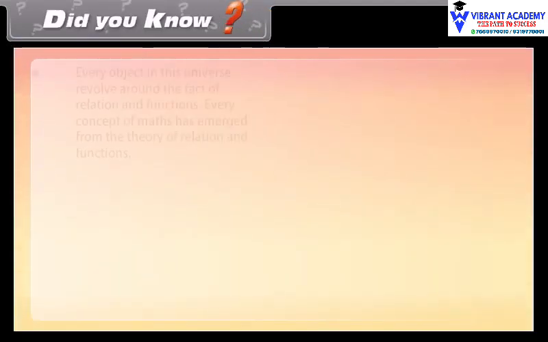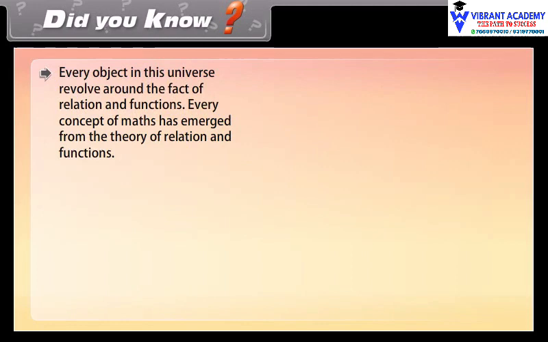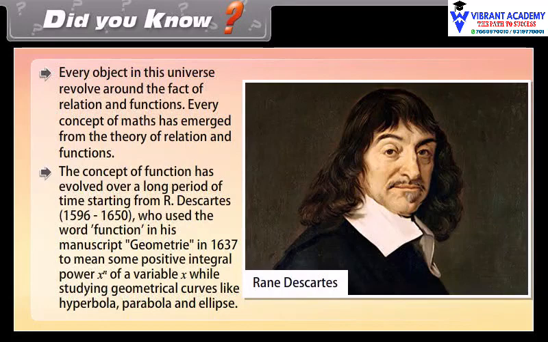Did you know? Every object in this universe revolves around the fact of relation and functions. Every concept of math has emerged from the theory of relation and functions. The concept of function has evolved over a long period of time, starting from R. Descartes, 1596 to 1650, who used the word function in his manuscript Geometry in 1637 to mean some positive integral power x to the power n of a variable x while studying geometrical curves like hyperbola, parabola, and ellipse.